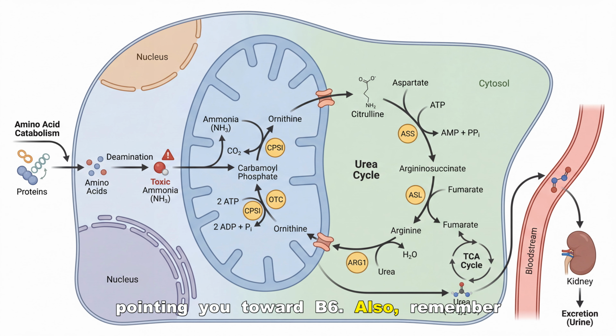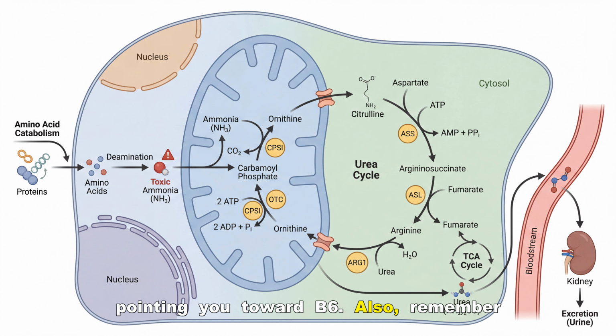Once ammonia is generated from deamination, it cannot accumulate because it disrupts pH and neural function, so the liver rapidly channels it into the urea cycle. This cycle begins in the mitochondria with carbamoyl phosphate formation, combining ammonia with carbon dioxide, and then proceeds through intermediates like ornithine, citrulline, argininosuccinate, and arginine before producing urea.